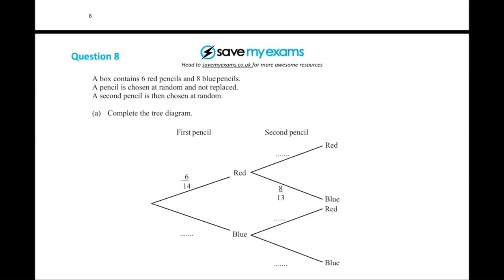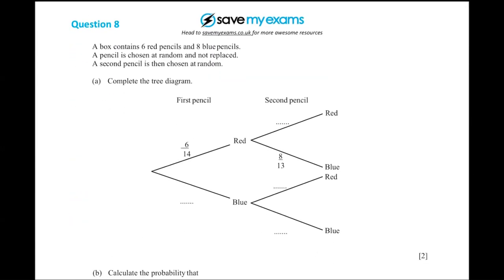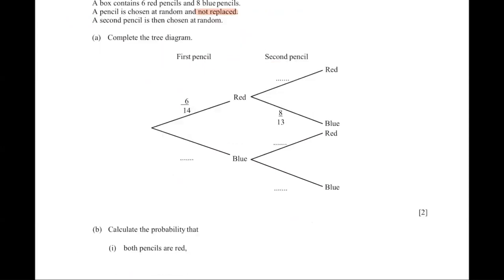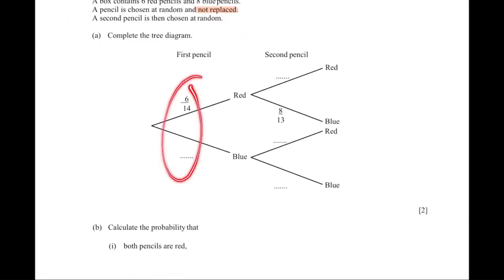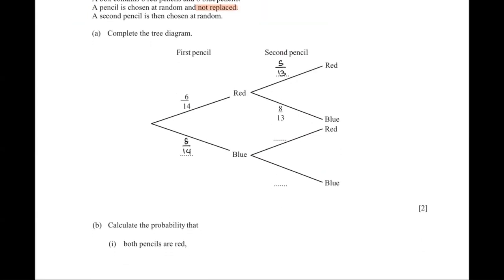Question 8, a box contains 6 red pencils, 8 blue pencils. A pencil is chosen at random and not replaced. It means that once you take one out, it reduces the total. The second pencil is chosen at random. So do remember that every part of the branch here adds up to 1. So here would be 8 over 14. Here would be 5 over 13. What about the last one?